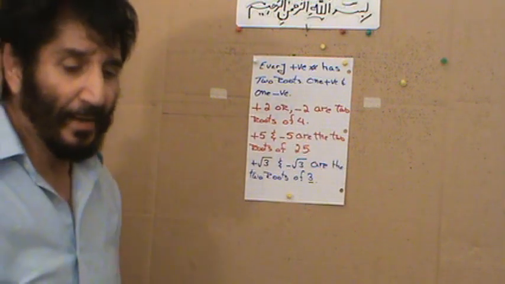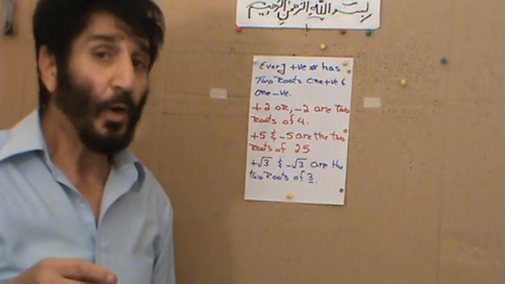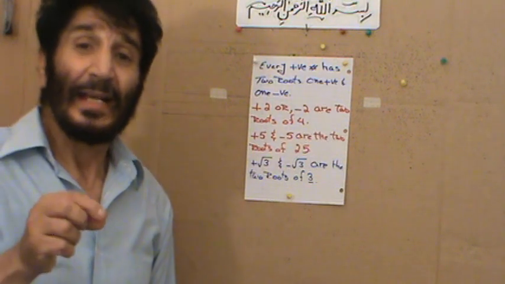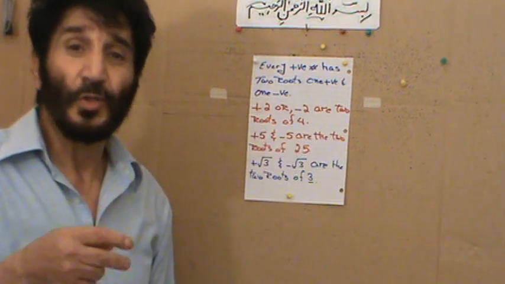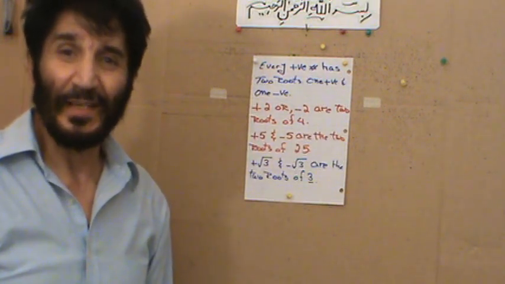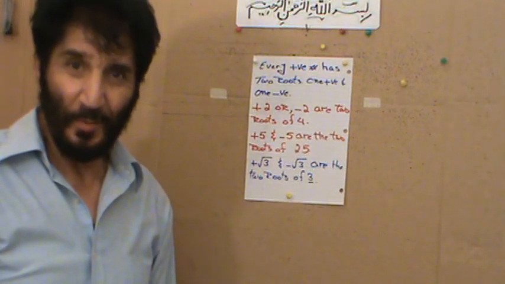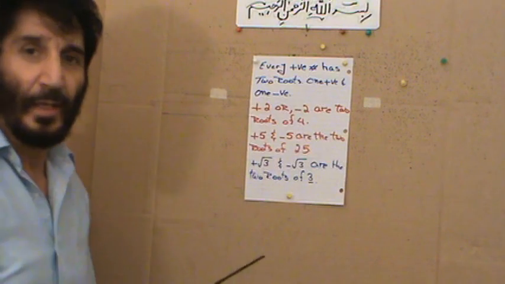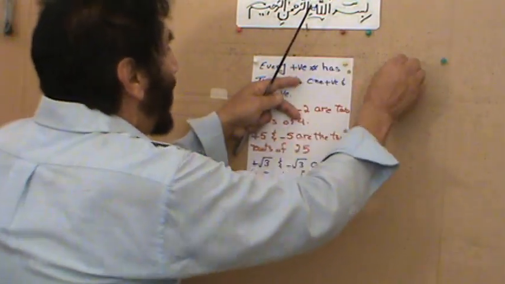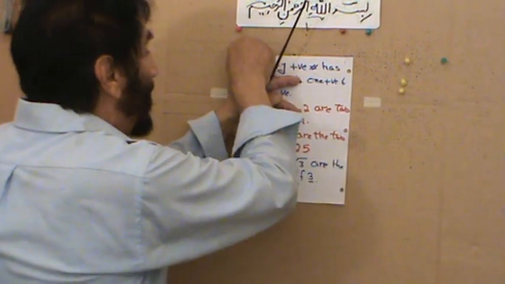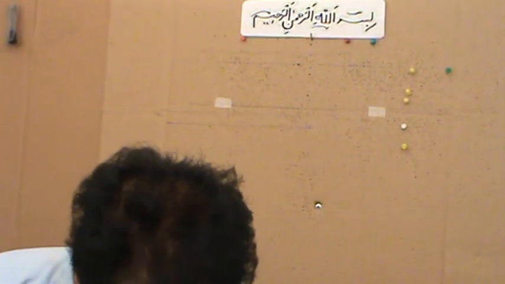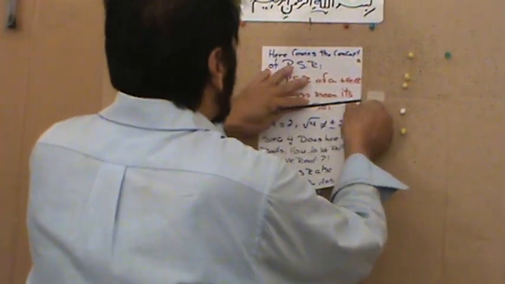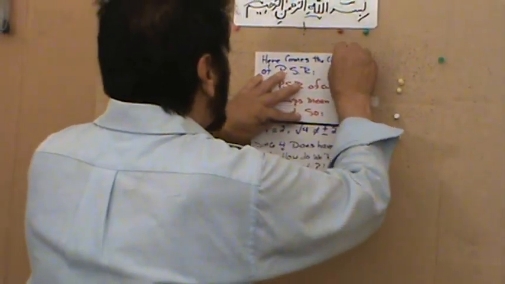Then let's say 5 and minus 5 are two roots of what? Of 25. A square root of 3 and minus a square root of 3 are two roots of 3, because 3 is not a perfect square. Do you follow me? Okay, so we are familiar with what the root of a positive number means. So every positive number, we showed, has two roots. Is that right? Now, here comes the concept of principal square root.